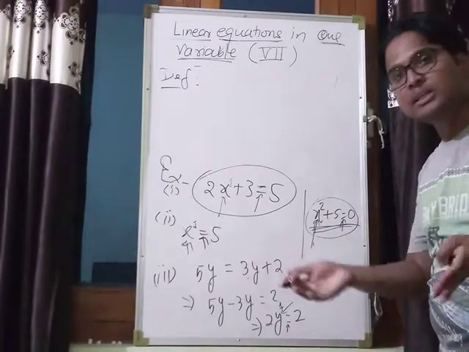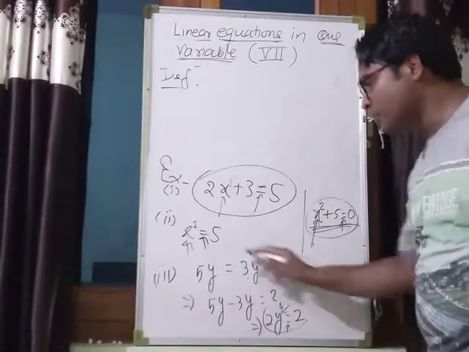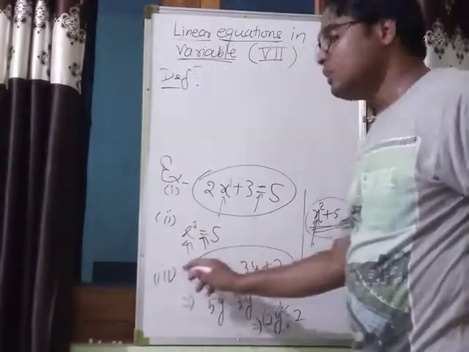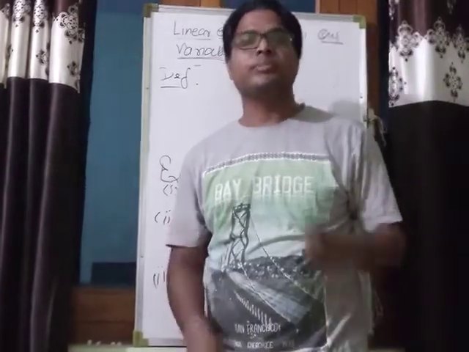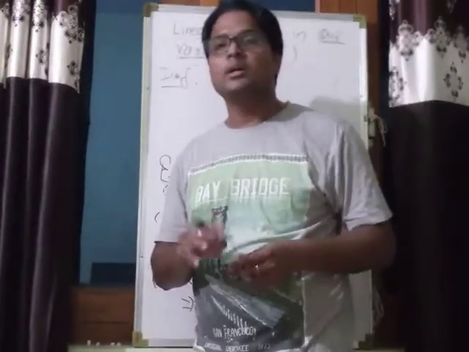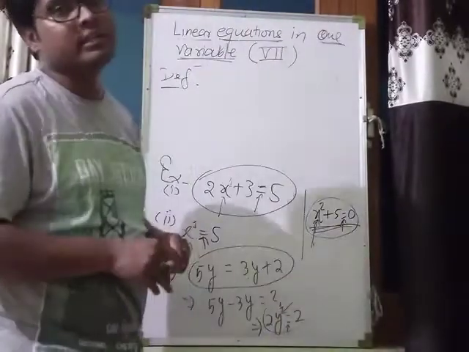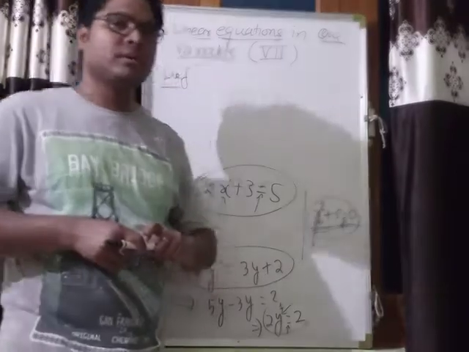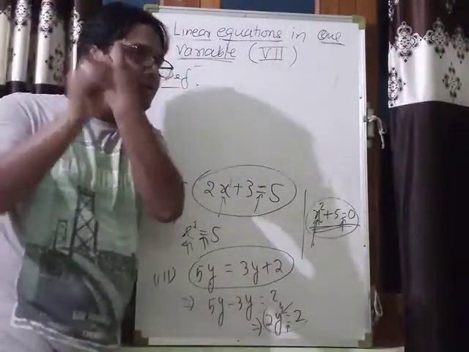That's why this is linear. So this is also an example, an example of a linear equation in one variable. Okay, so how can we define a linear equation in one variable? That is the question.